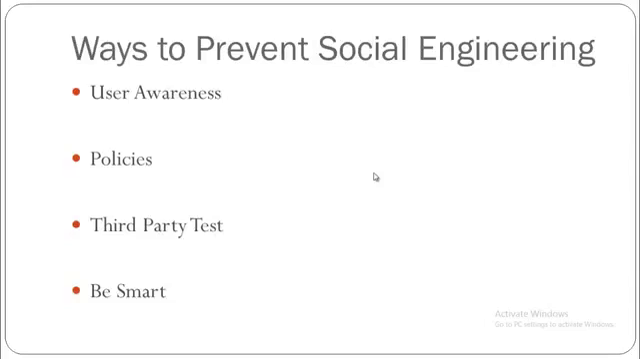That means a company should conduct some ethical hacking or third party test. Having a third party come to your company and attempt to attack your own network, the third party will attempt to glean information from employees using social engineering, and it helps to detect the problems people have with security. And finally, the thing you need to know is that you need to be smart.